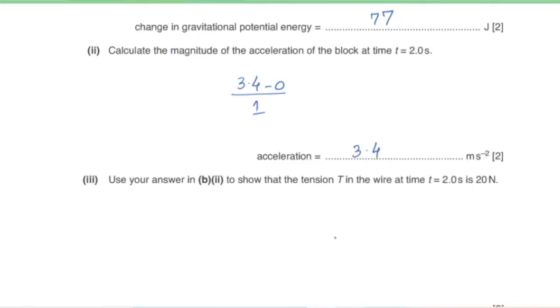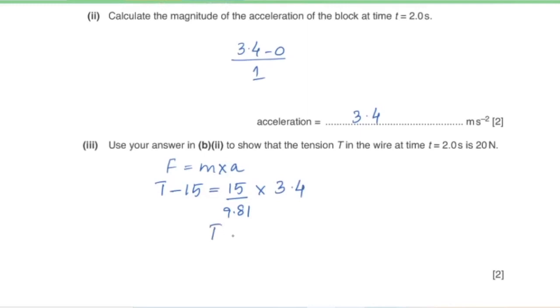Part 3, use your answer in part 2 to show that the tension in the wire at time t = 2 seconds is 20 newtons. So the formula is resultant force equals mass into acceleration. The two forces acting on the block are the tension of the wire and the block's weight. So tension minus the block's weight, which is 15 newtons, is equal to mass of the block, which is 15 divided by 9.81, times the acceleration at time t = 2 seconds from the previous part, 3.4 meters per second squared, and hence we have tension as 20.2, which is also 20 newtons when we round it to two significant figures.